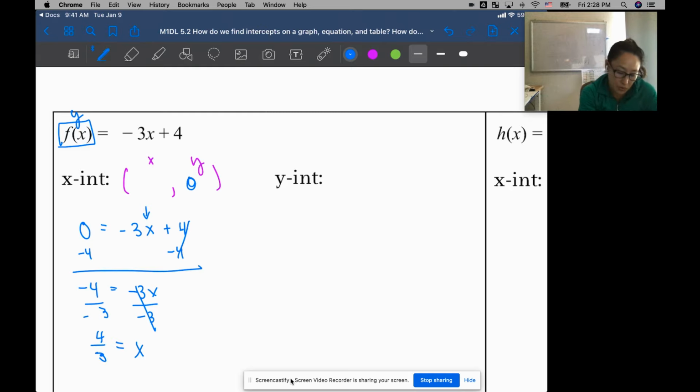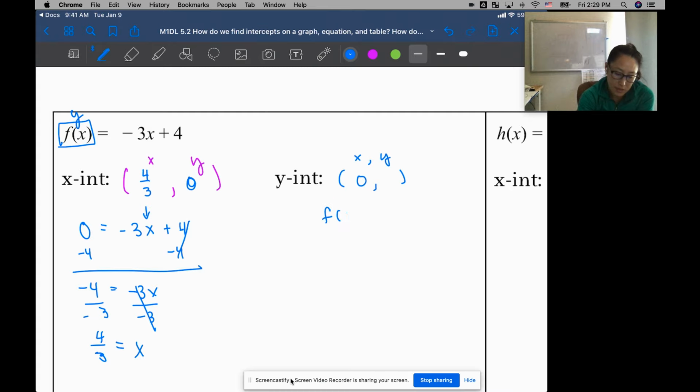So x is equal to 4/3. So at 4/3, basically 1.3 repeating, 0, we have an x-intercept. It's okay to have a decimal. Totally legal, okay? All right, so this time for the y-intercept, we plug in 0 for x.